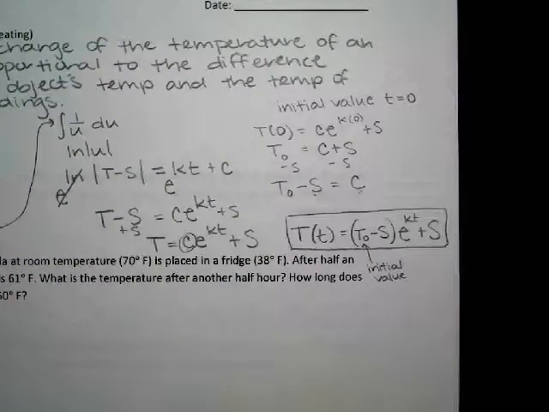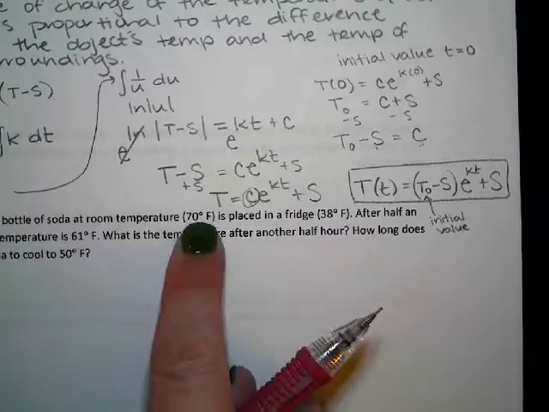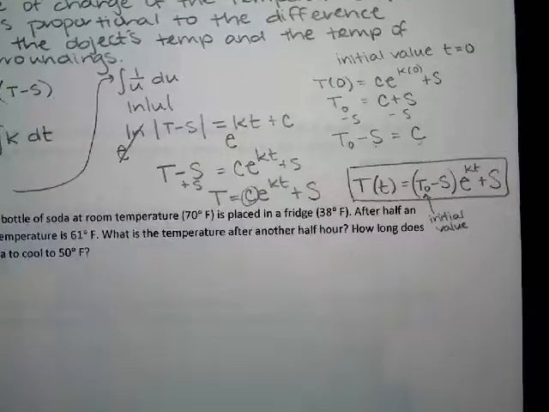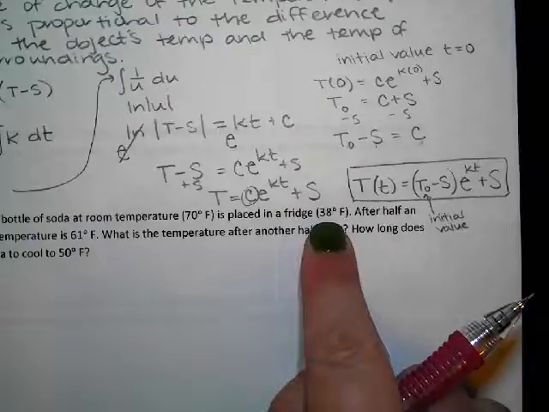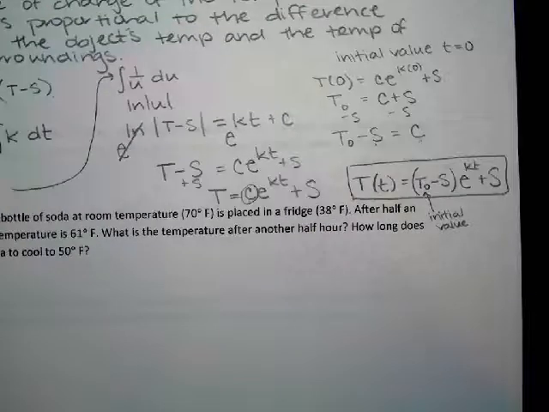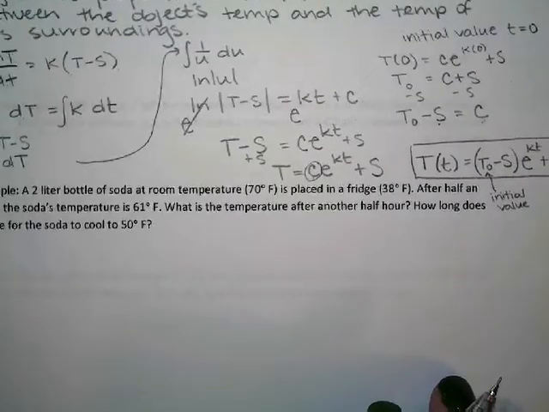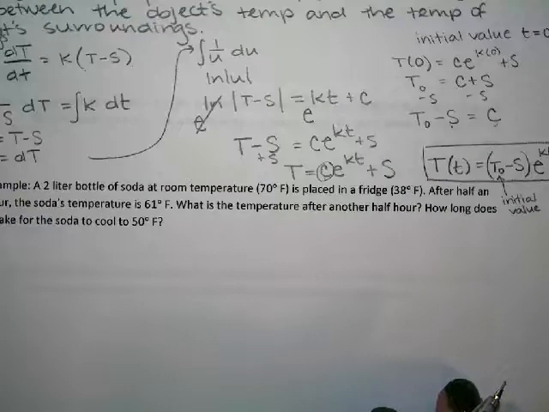Okay? Right. So here is an example problem. A 2-liter bottle of soda at room temperature, 70 degrees Fahrenheit, placed in a fridge, 38 degrees Fahrenheit. After half an hour, the soda's temperature is 61 degrees. What is the temperature after another half hour? How long does it take for the soda to cool to 50 degrees? That is a lot of temperatures. Okay, so let's unpack this a little bit.